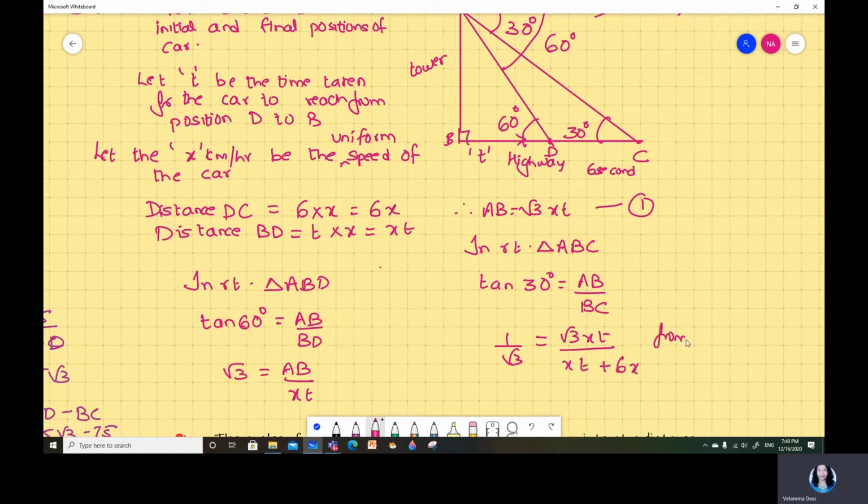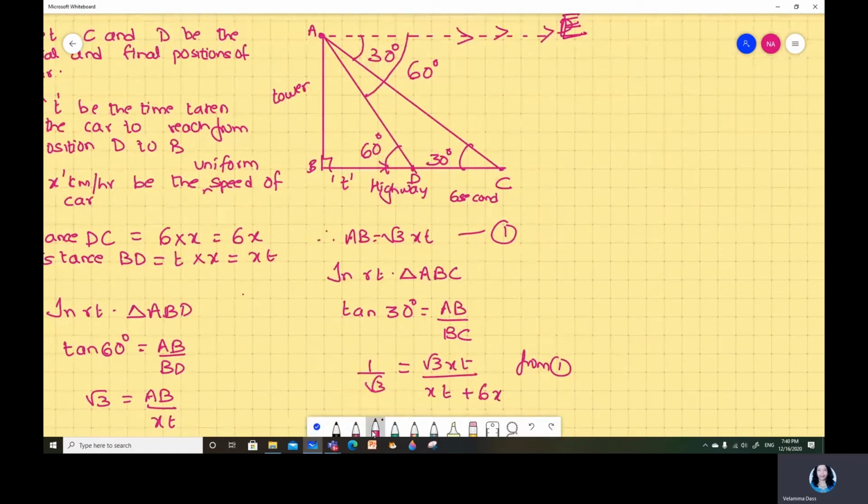Here we can just jot down from 1. Now we can cross multiply, and we will get 1 into xt plus 6x, the binomial, equals root 3 into root 3, 3xt. Can you see here, x, x, we can take x common. So we'll get t plus 6 equals 3t. Here x and x can cancel, or you can take like terms also.